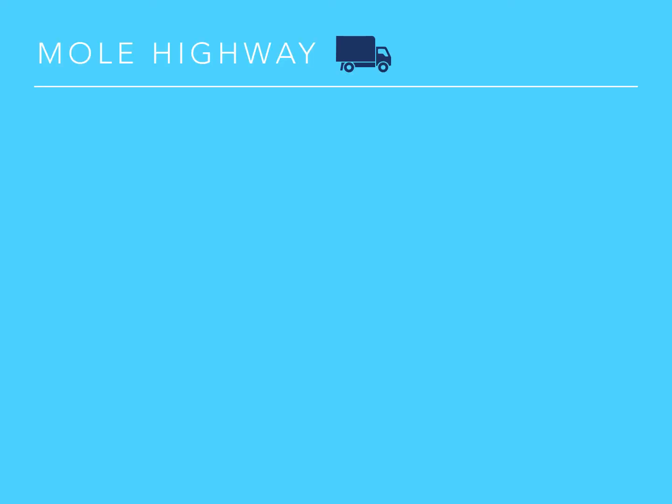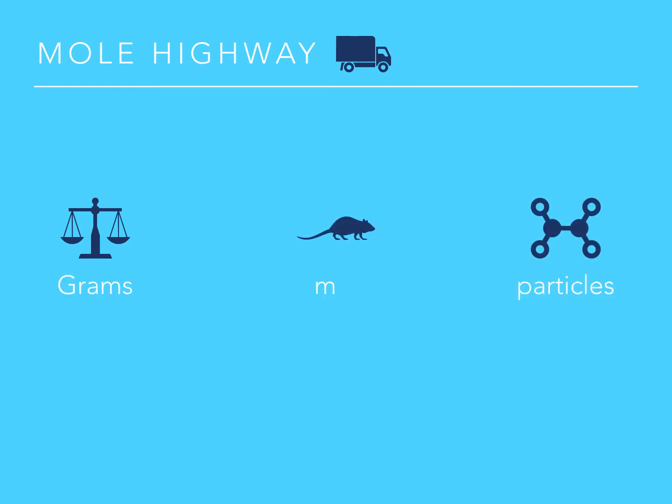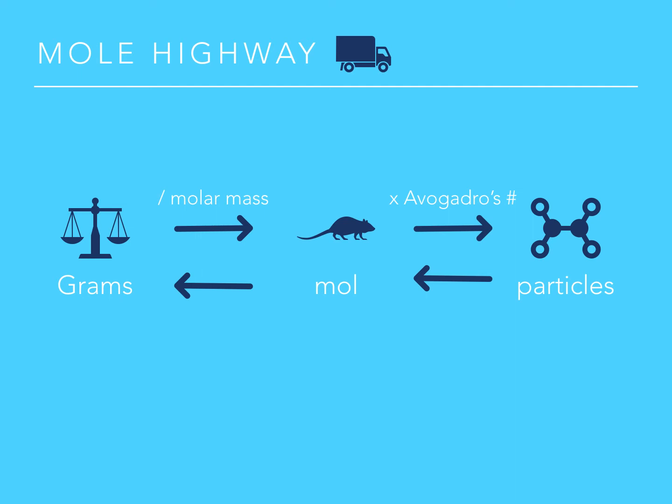The mole highway summarizes the essence of mole conversions. Depending on what is given, we can follow the highway and arrive at the desired unit, whether that be grams, moles, or particles. To go from grams to moles, divide the mass given by the sample's molar mass, and the reverse to go from moles to grams.